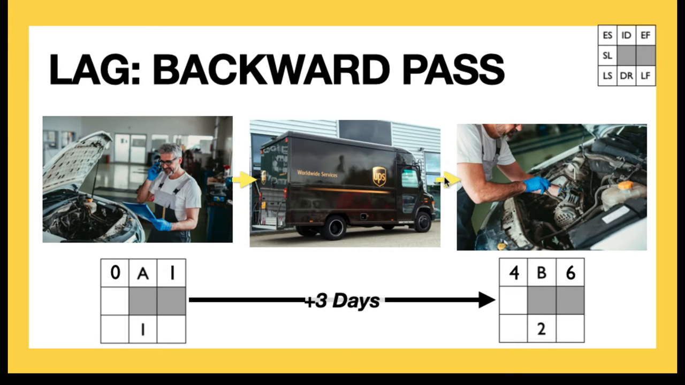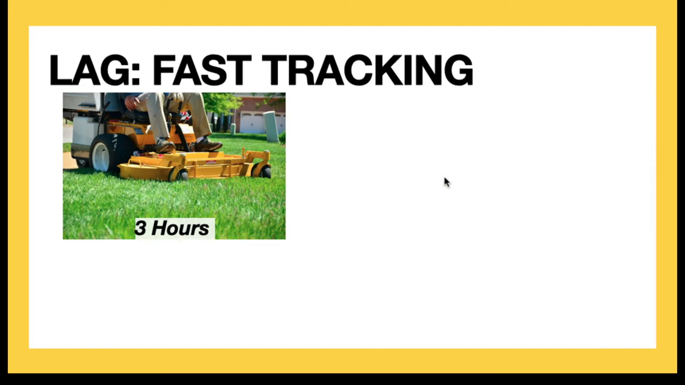Again, in the backward pass, we are going to be accommodating or dealing with that lag, but instead of adding it, we're going to be subtracting it. So 4 minus 3 is going to give us 1 for the late finish of A, and 0 finally for the late start. Now, I mentioned that lag can also be used for fast tracking.